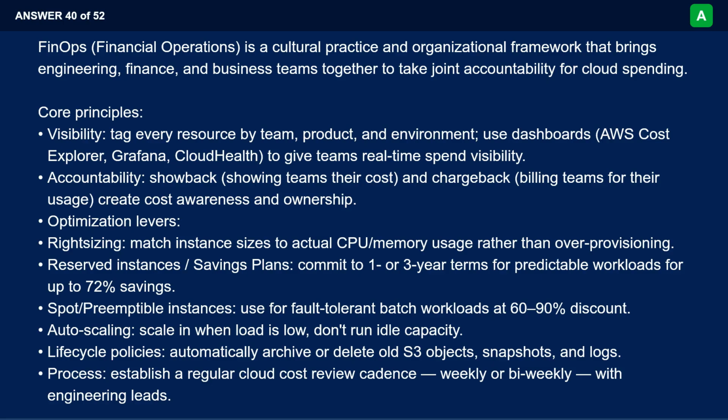Optimization levers. Right-sizing. Match instance sizes to actual CPU/memory usage rather than over-provisioning. Reserved instances/savings plans. Commit to 1 or 3 year terms for predictable workloads for up to 72% savings. Spot/preemptible instances. Use for fault-tolerant batch workloads at 60-90% discount. Auto-scaling. Scale in when load is low, don't run idle capacity. Lifecycle policies. Automatically archive or delete old S3 objects, snapshots, and logs.